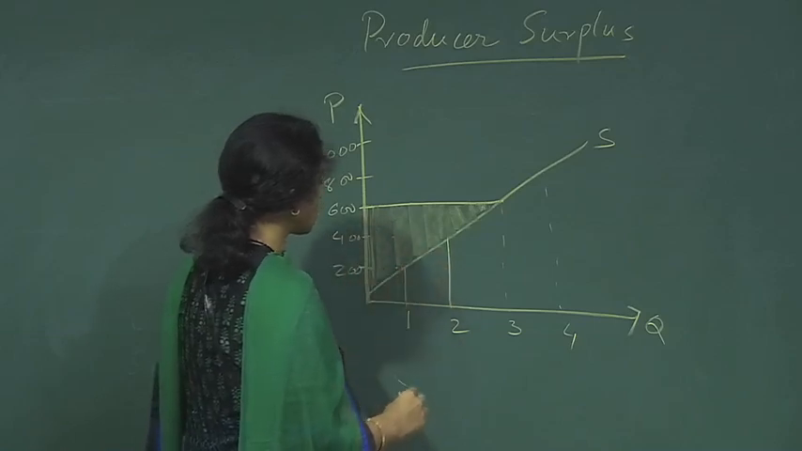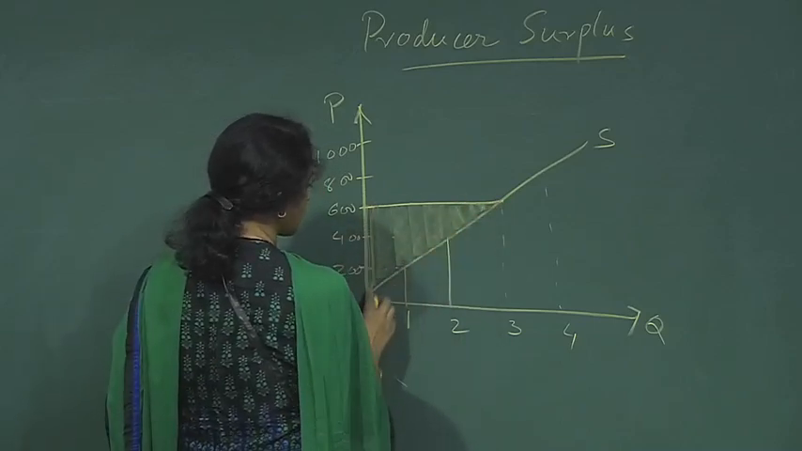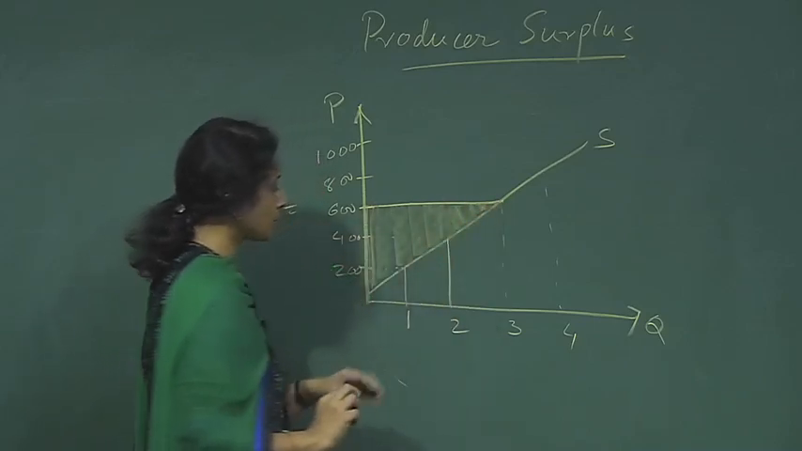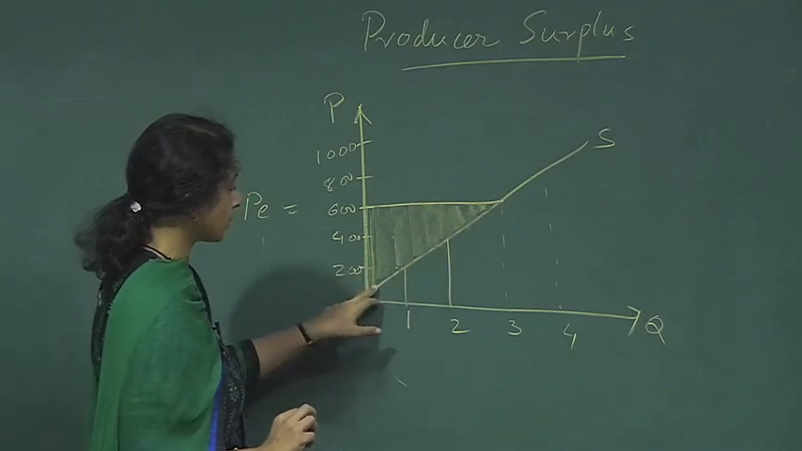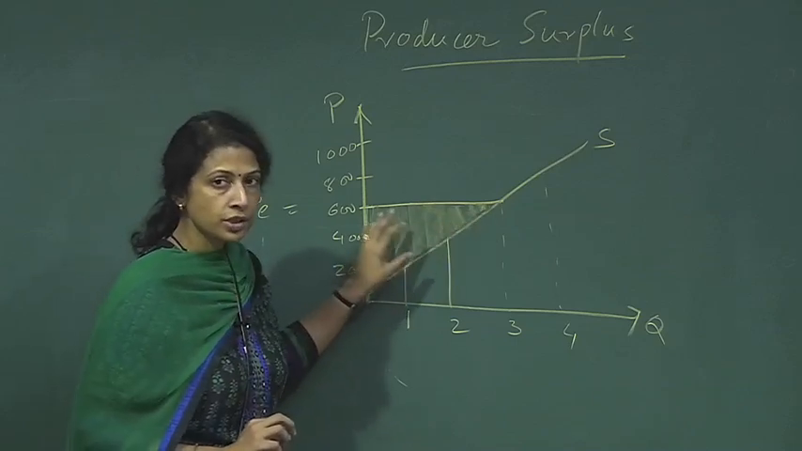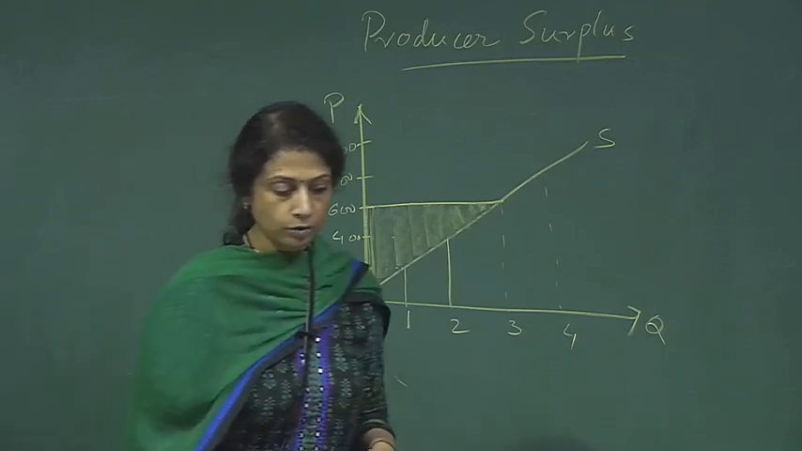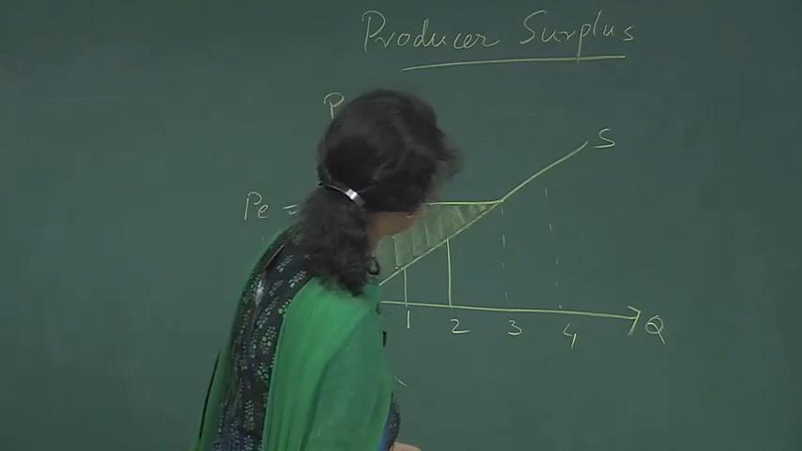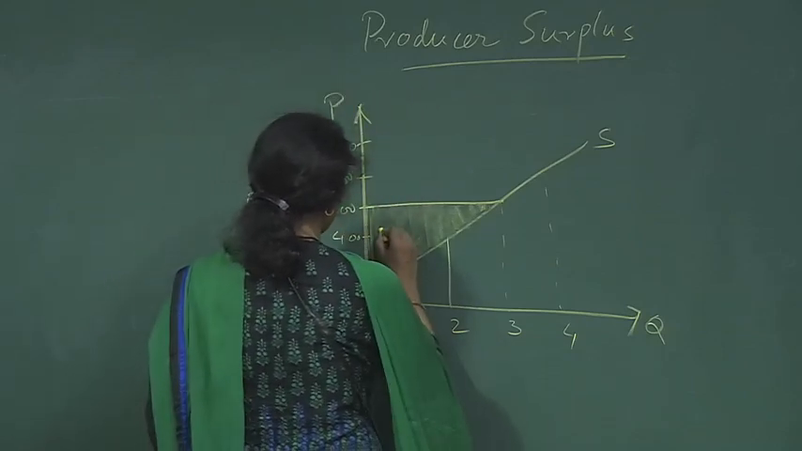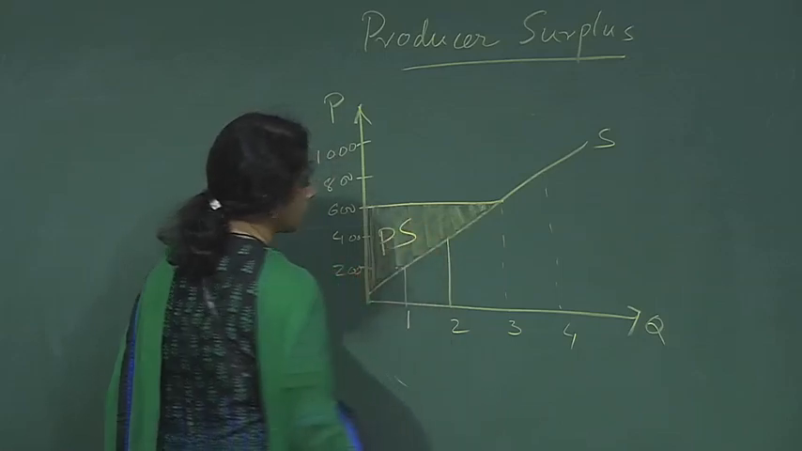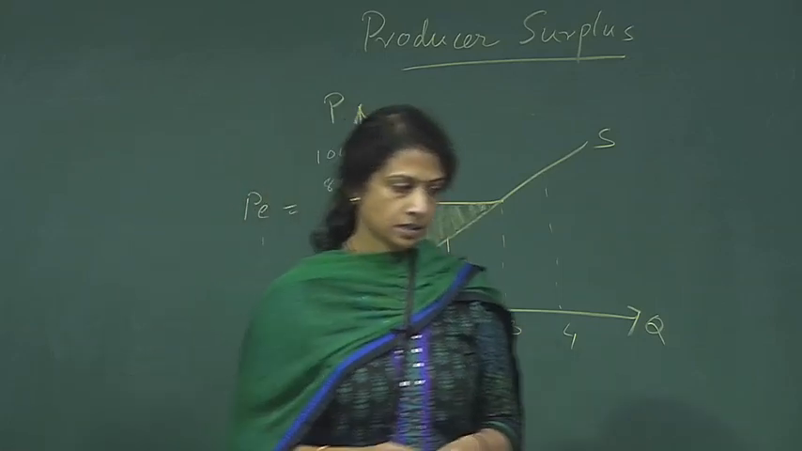So they all get a surplus, and this is the total amount of producer surplus, or this is the total amount of surplus that the producer is getting in the market, and this is called the producer surplus or PS.